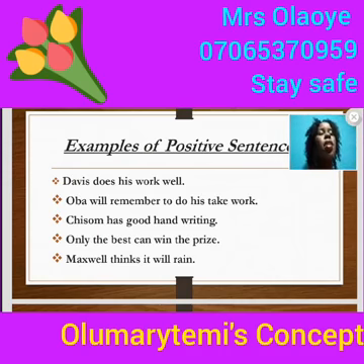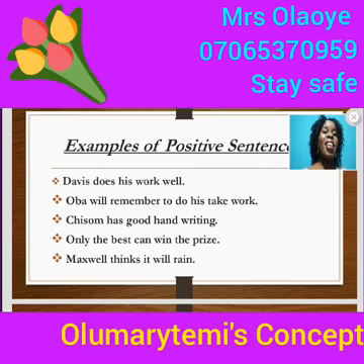Only the best can win the prize, positive. Negative: none but the best can win the prize. That is for negative. And lastly, Maxwell thinks it will rain. That is for what? Positive. And negative, we have here that Maxwell doesn't think it will rain.